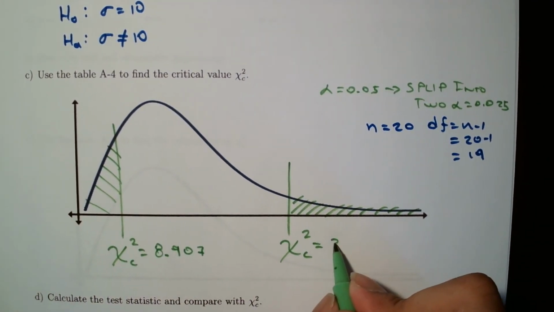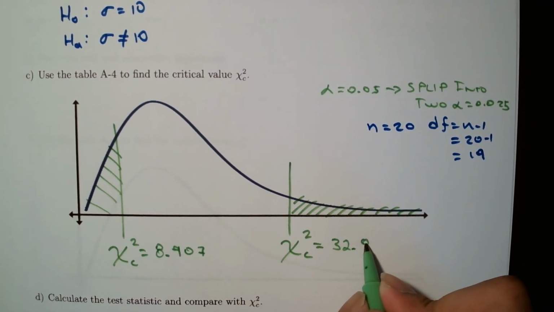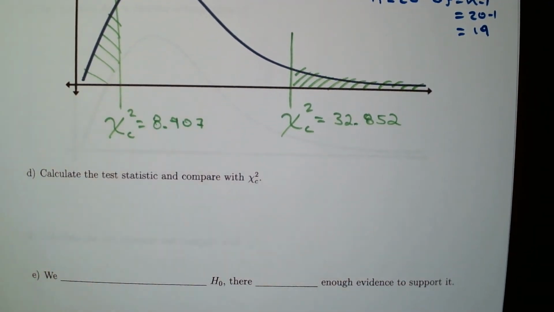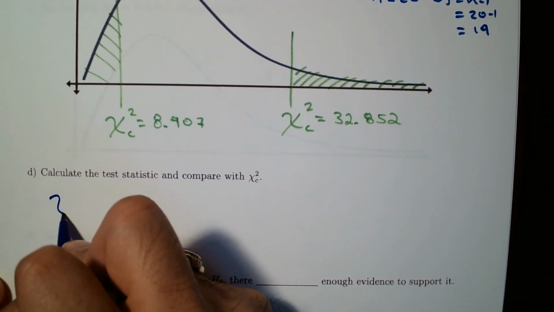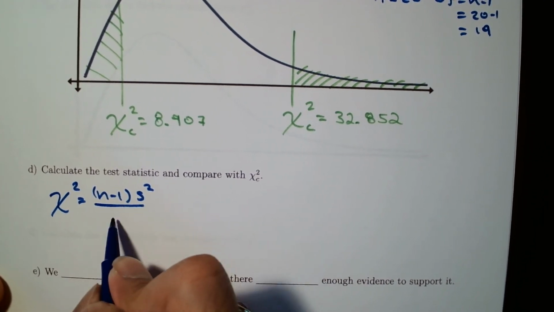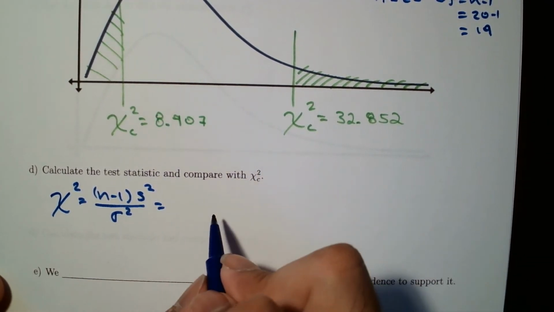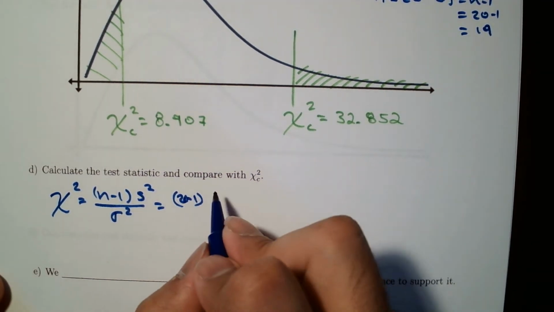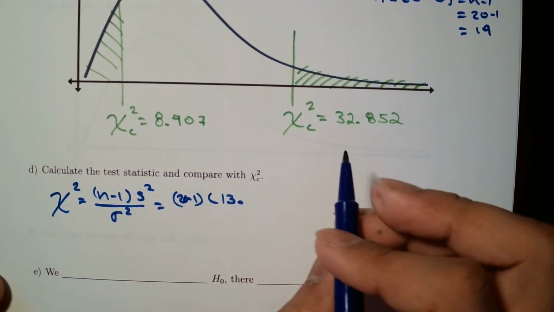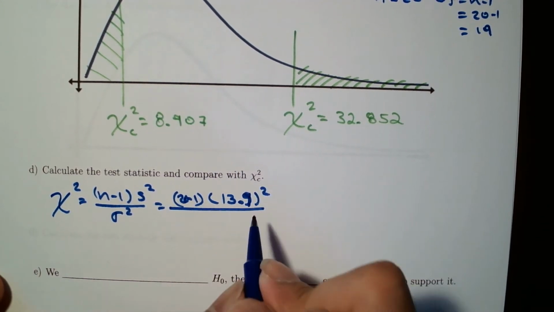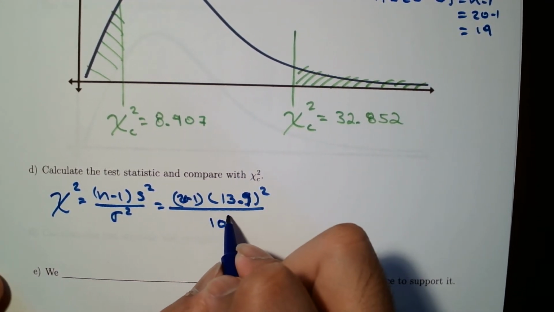...907 and 32.852. Okay, so it's time to calculate our test statistic. Chi-squared is n minus 1 times s squared over sigma squared, which is 20 minus 1 times s squared, which is 13.9 squared, divided by the standard deviation of 10 squared.